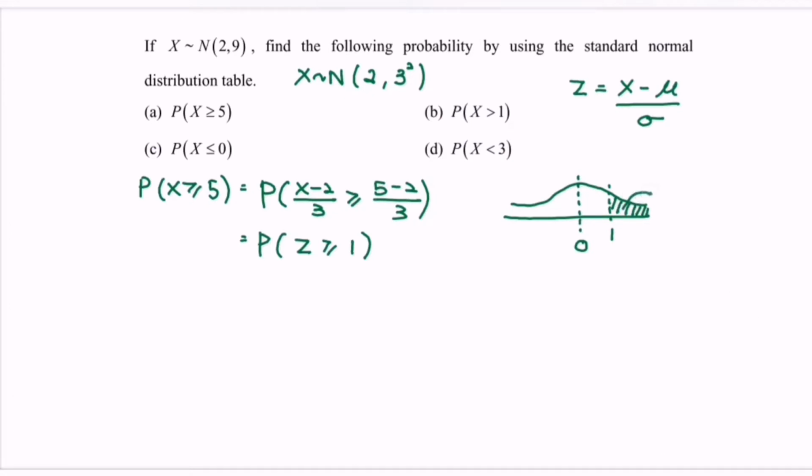So here will be the probability, 0.1587. So the probability that x is greater than or equal to 5 will be 0.1587.